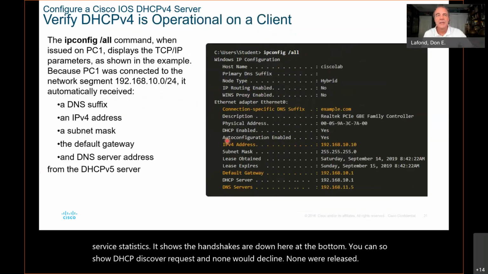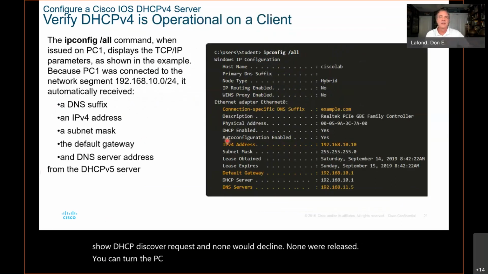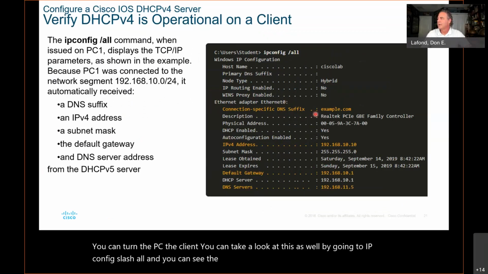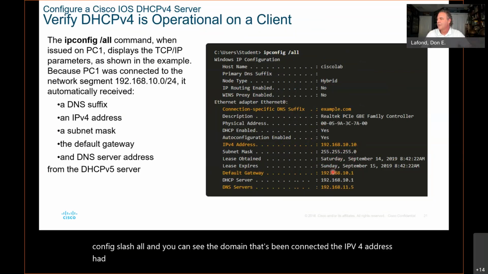On the PC, the client, you can take a look at this as well by going to ipconfig /all, and you can see the domain that's been connected, the IPv4 address has been handed out, the default gateway has been handed out, and the DNS server were handed out, and anything else that was handed out.